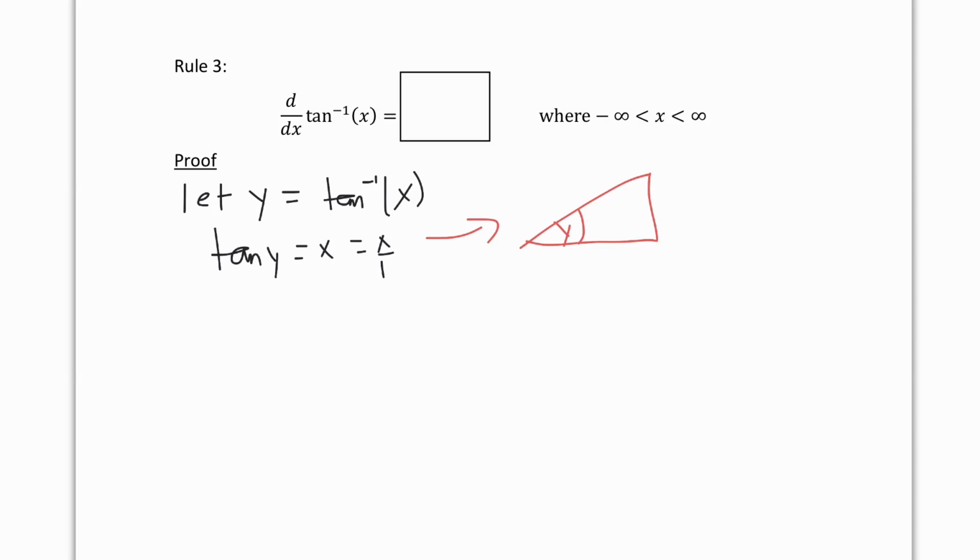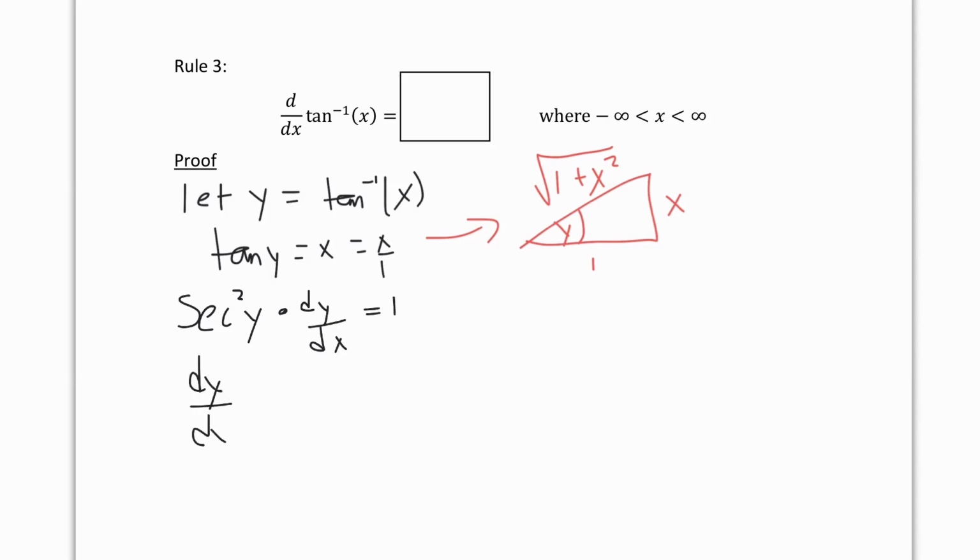Tan we know is opposite over adjacent, so we get x over 1. And the other side is going to be the square root of 1 plus x squared, using Pythagoras. Now we pop back and do the chain rule. Secant squared y is the derivative of tan, multiplied by dy/dx equals 1. Solving for dy/dx gives dy/dx equals 1 over secant squared y, which is going to be cos squared y.